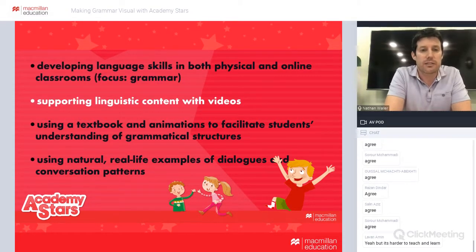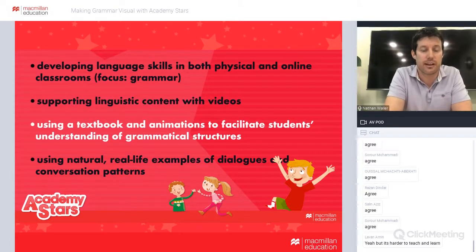To do that, we're going to look at supporting the linguistic content with videos. Yes, we're teaching them from home. It's very challenging, but we have some materials that can help us, things that they can access independently. And we're going to look at using the textbook and animations in particular to facilitate students' understanding of grammatical structures. This is the main focus of this session.